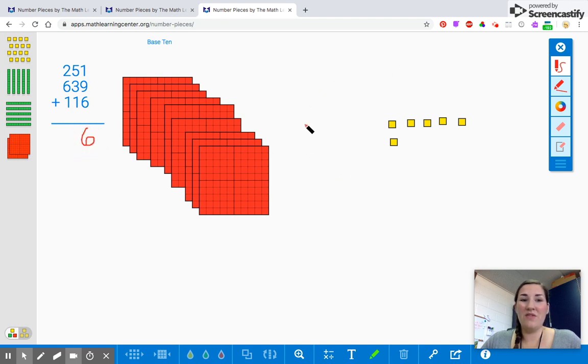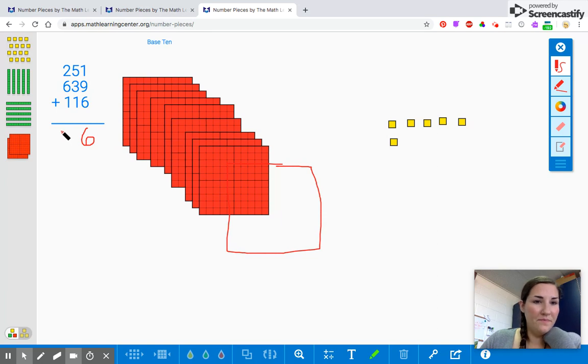I have no 10s because it made a group of 10 to make 100. And then I have 1, 2, 3, 4, 5, 6, 7, 8, 9. And remember, I had the one that said it was too many, so I'm going to draw that in. So 1, 2, 3, 4, 5, 6, 7, 8, 9, 10 hundreds, which means I went to 1,000. So 0 tens, 10 hundreds, which means I have 1,000. So my sum would be 1,006.